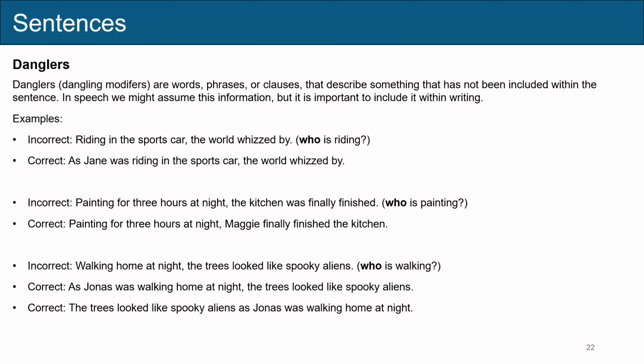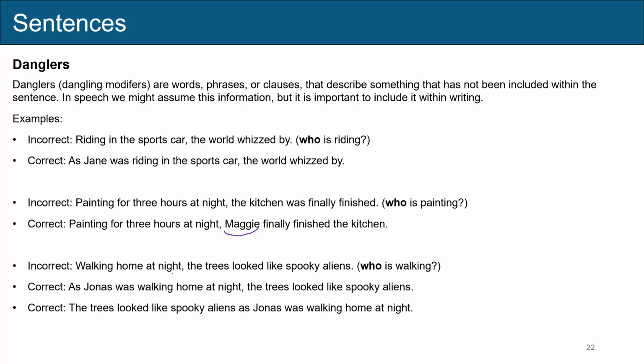Painting for 3 hours at night, the kitchen was finally finished. Again, common in creative writing, or even in your conversational language. But in academic writing, we need to make sure we have that subject, we have that verb, and we have a complete thought. So here we're missing the subject. We need to know who was painting. So we're going to add in Maggie here. We're going to adjust the sentence a bit to make sure we have that complete thought.